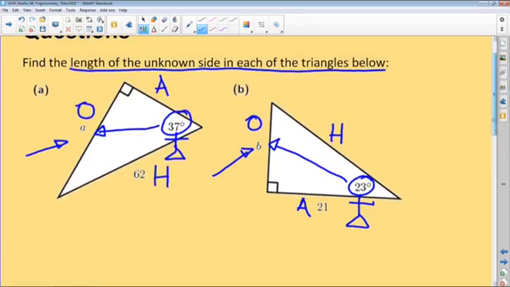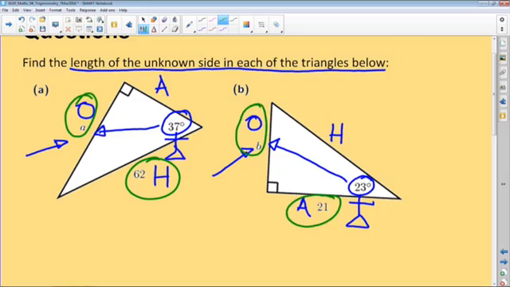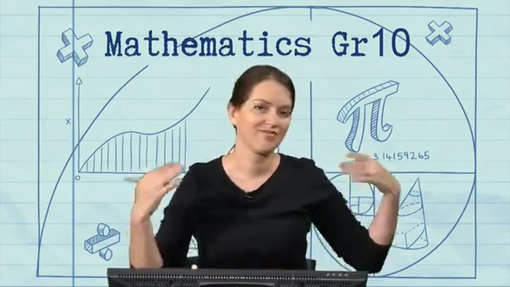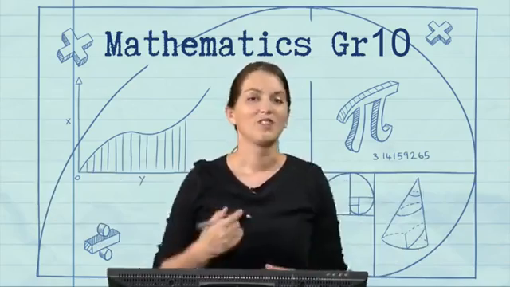Okay, but now we need to look at what we have. We have the information for O and for H, which means we're going to use sine, and the information for O and for A, which means we're going to use tan. Now, grade 10s, before we get to this answer, you need to take a bit of a break, stand up, breathe, and we'll see you just now.